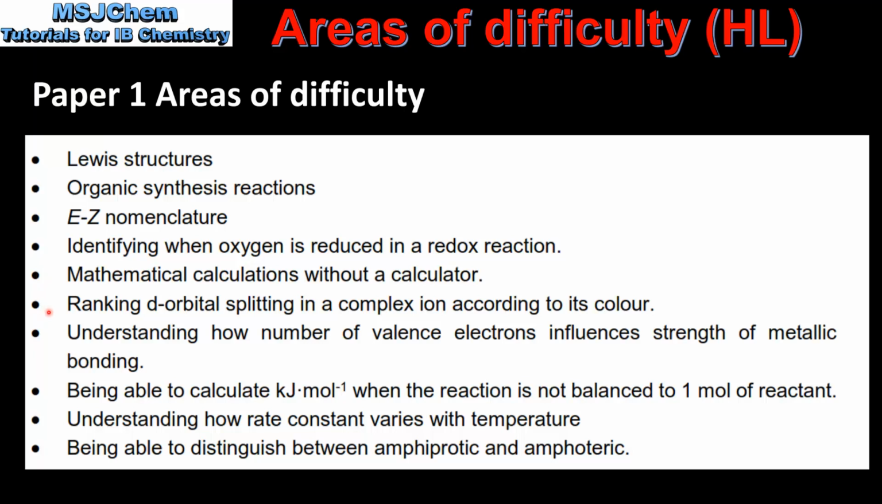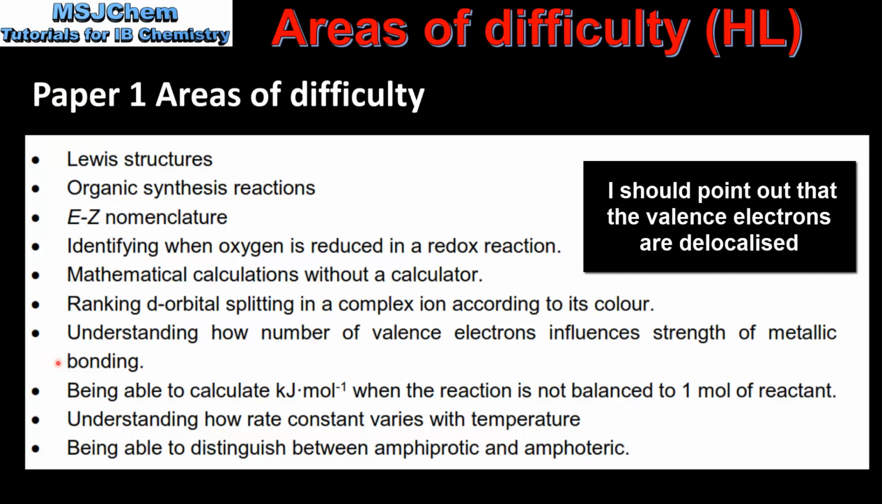Next, we have ranking d orbital splitting in a complex ion according to its color. The larger the energy difference between the two sets of d orbitals, the shorter the wavelength of light that is absorbed. Next, we have understanding how number of valence electrons influences strength of metallic bonding. So basically, the greater the charge on the ion, the larger the number of valence electrons, and the stronger the metallic bond.